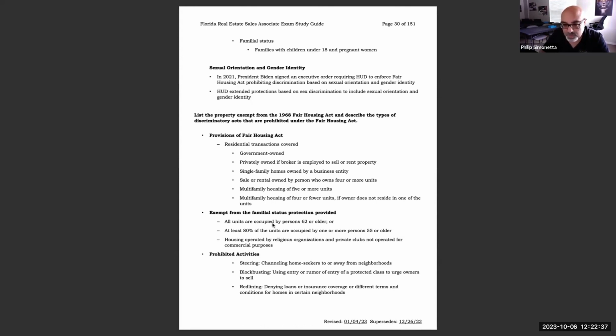Now, the prohibited activities. We talked a little bit about this when we did the review, the practice test. Steering. Steering is channeling home seekers to or away from neighborhoods for any reason.